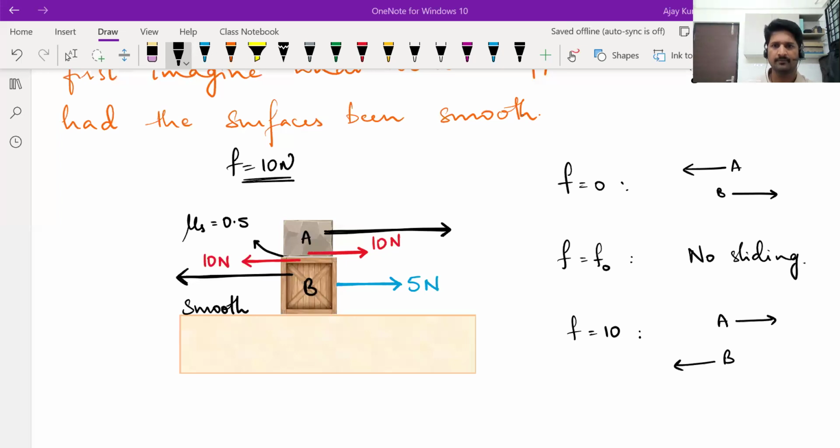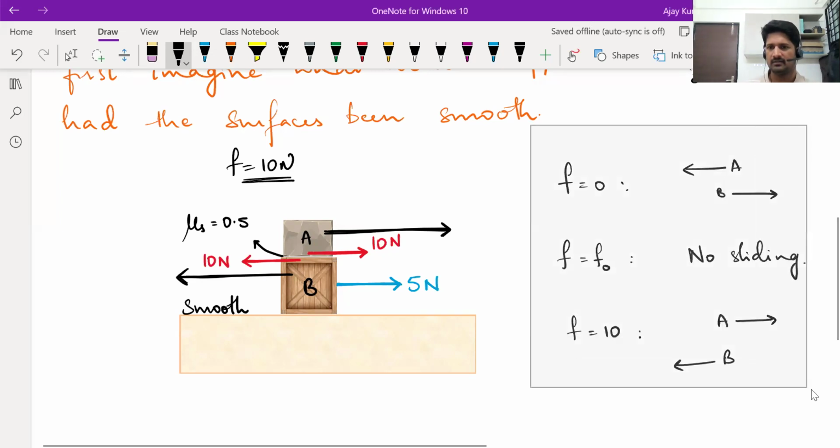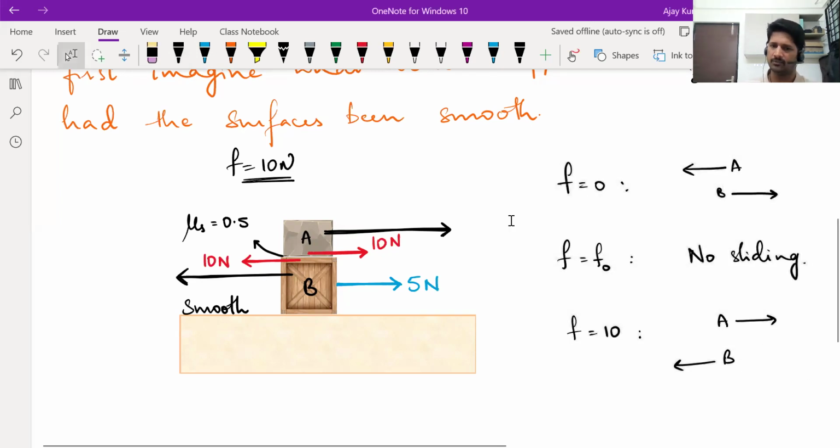Sir, should blocks A and B move with the same acceleration? See, are you asking me for the answer to this case, or are you saying it should always be like that?